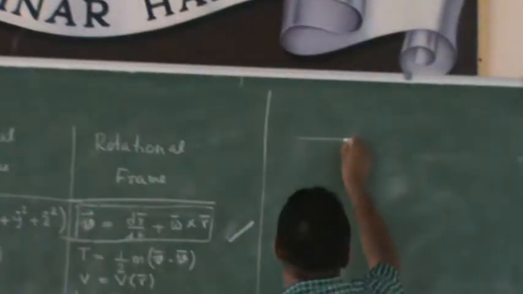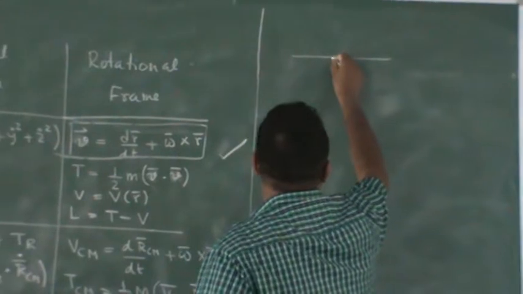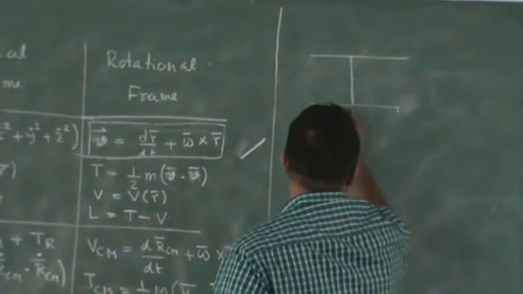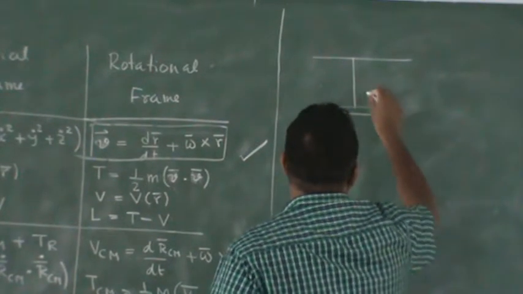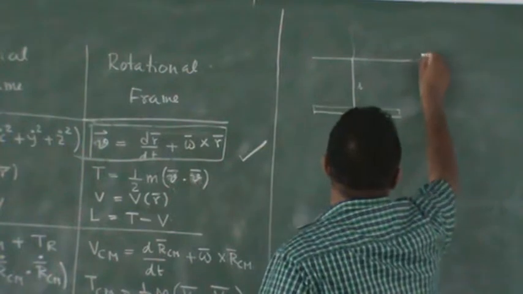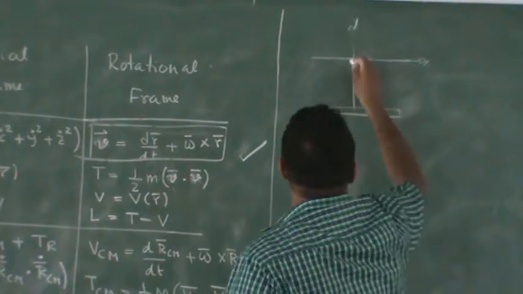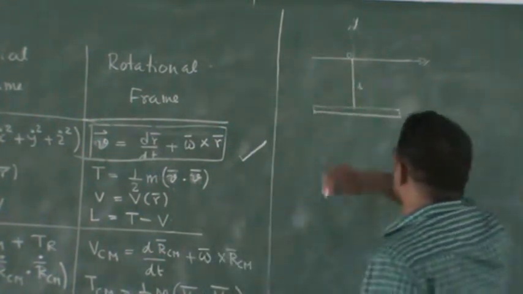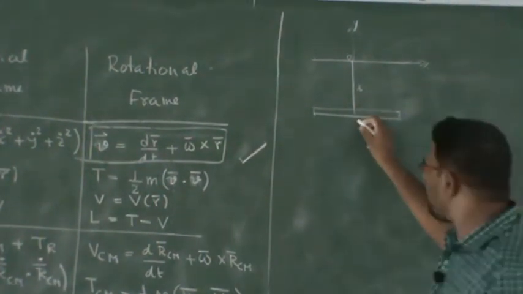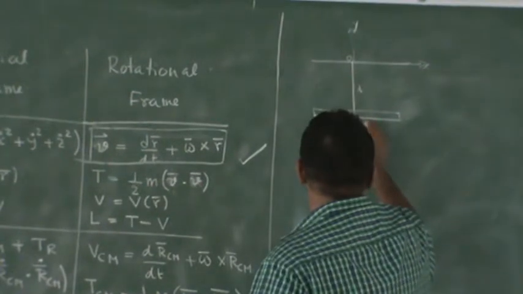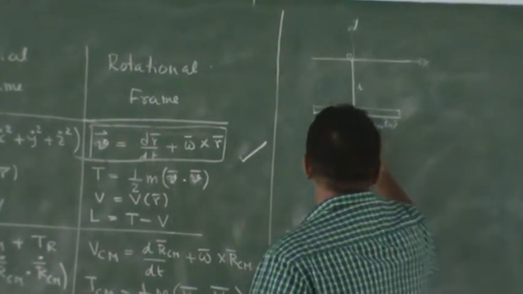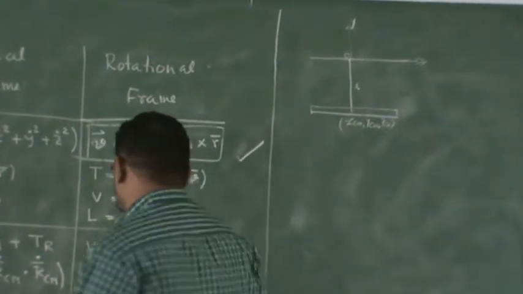Let us take here. Draw like this, a rod, then this L. This is the axis, origin, z axis you can take in this direction. So let us choose the center of mass point to be this point. So this is xcm, ycm, zcm. So this is the center of mass point.